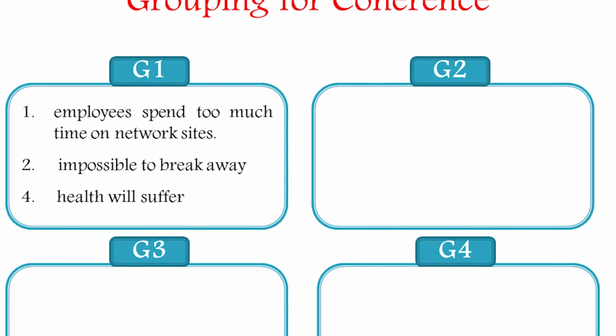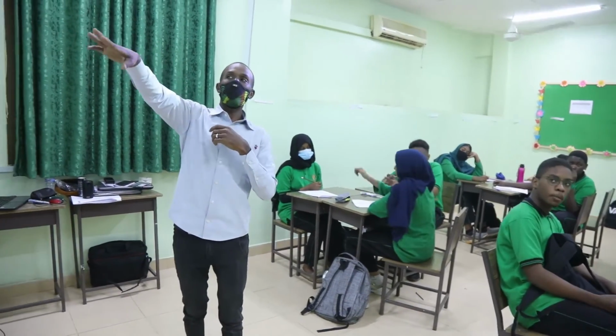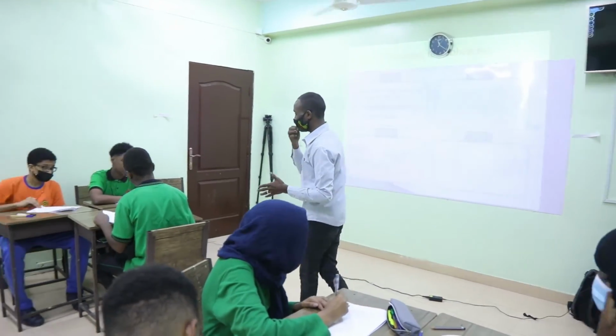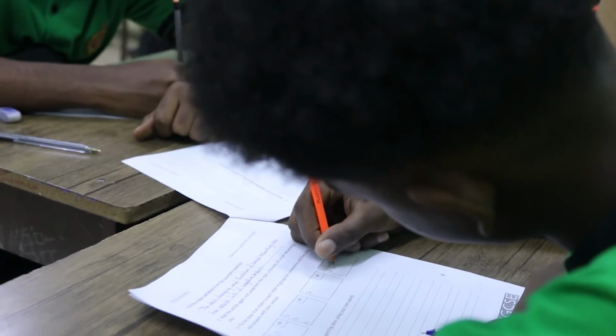I told them that I might opt for ideas 1, 2, and 4. But why? Let's look at it. Employees spend too much time on network sites. It's impossible to break away. Health will suffer. And I told them that they might regroup the ideas as it suits their logic because we think differently. But I explained why I put these 3 ideas in this group. Employees spend too much time on network sites, which must mean it's impossible to break away from social networking sites, and therefore health will suffer. So that's how my logic worked in connecting these 3 ideas.